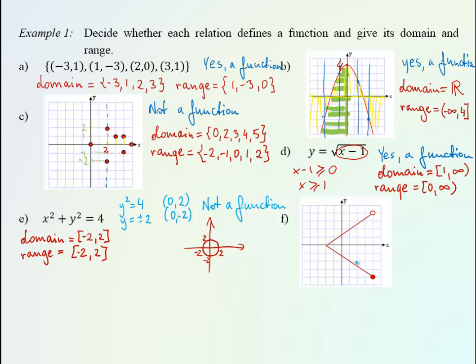In the following example, we have a graph. As usual, with a graph, it's a lot easier to detect whether it's a function or not. This is not a function because we can draw a vertical line like this, and we see that it crosses the graph twice, which makes it not a function. What's the domain?